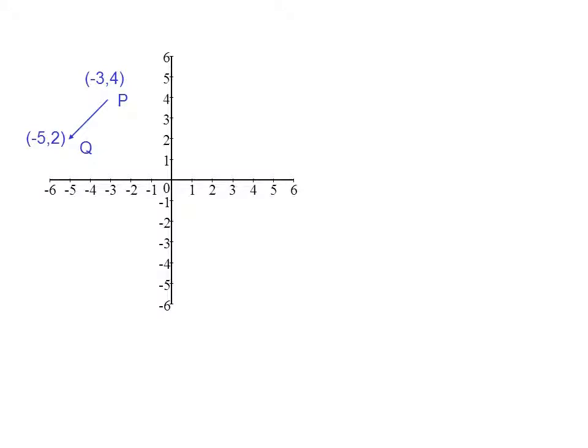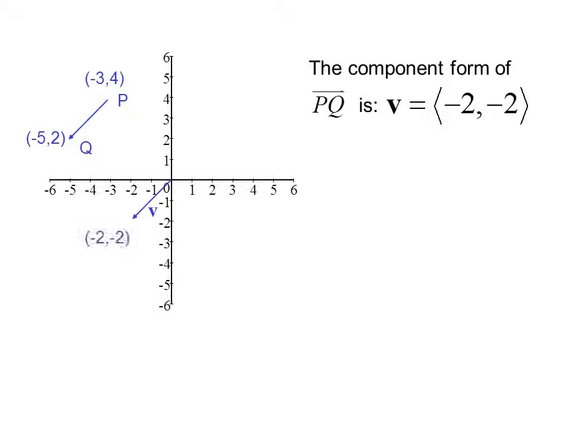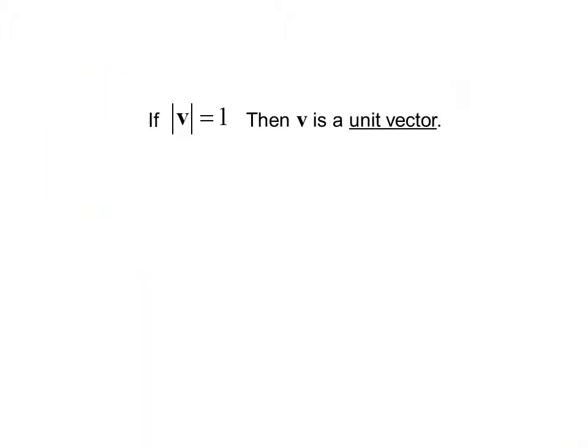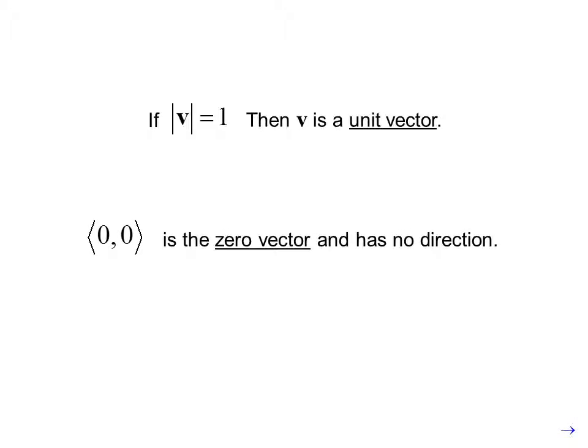Here we have a vector from (-3, 4) to (-5, 2). The component form of vector PQ is v equals ⟨-2, -2⟩. That is, -2 in the x direction, -2 in the y direction. The magnitude is radical (-2) squared plus (-2) squared, or radical 8, which is 2 radical 2. If the magnitude of the vector equals 1, then v is a unit vector. ⟨0, 0⟩ is the zero vector and has no direction.